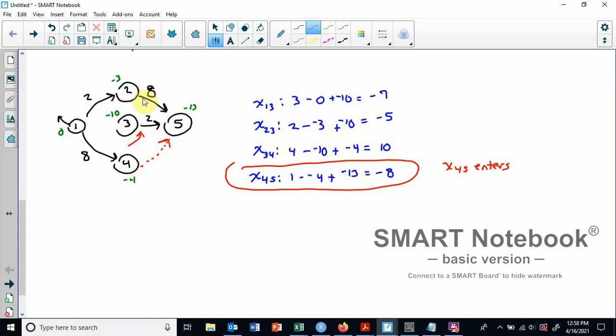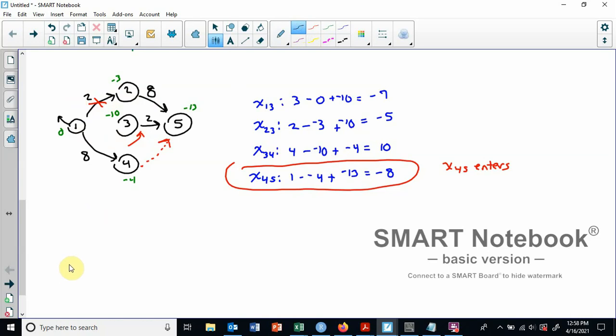Now notice, how many do I have flowing in the wrong direction? I have this one that has a value of 8, this one that has a value of 2, and this is flowing in the correct direction. So these are the only two candidates to leave. Which one has a smaller flow? This one does. So x12 leaves the basis.